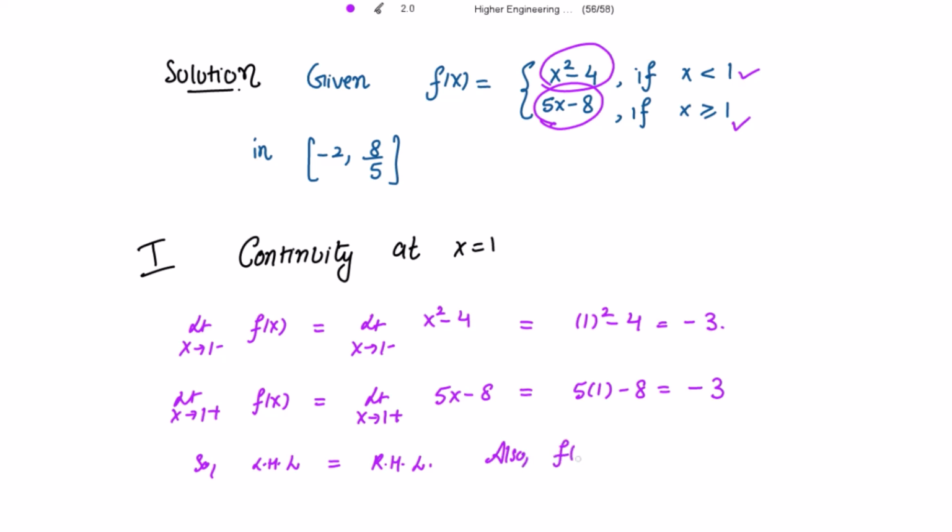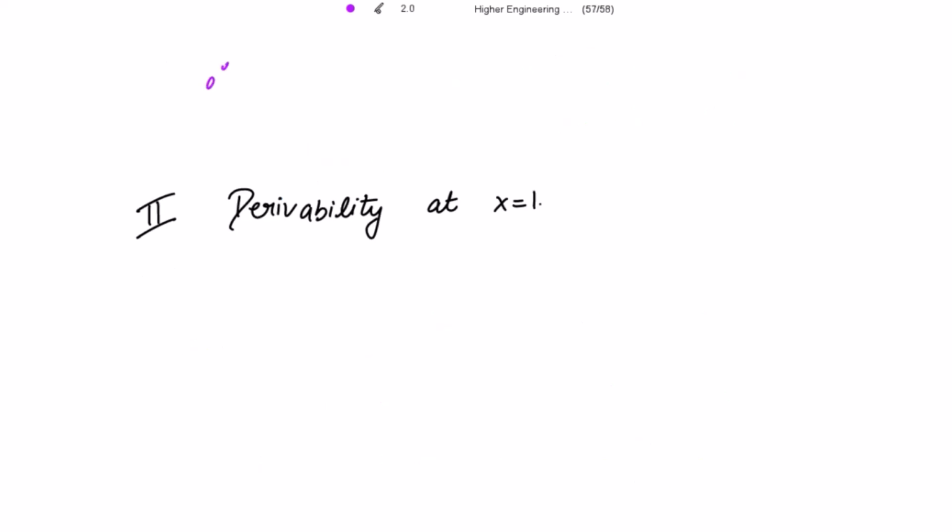Also, if I find f(1), for the value x = 1 we again have to take this function, because this is for x greater than or equal to 1. So we are taking 5x − 8, putting x = 1: 5 − 8, so that is also equal to −3. So that means the function is continuous at x = 1. Therefore f(x) is continuous at x = 1.